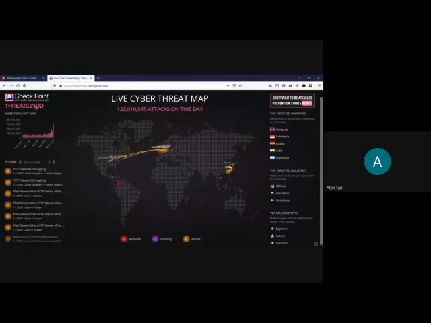Malaysia used to be in the top 5, and during the daytime, during working hours, we were below only countries like the United States, Russia, and even China. This shows that though we are small, that doesn't mean we are not vulnerable to any kind of attacks.